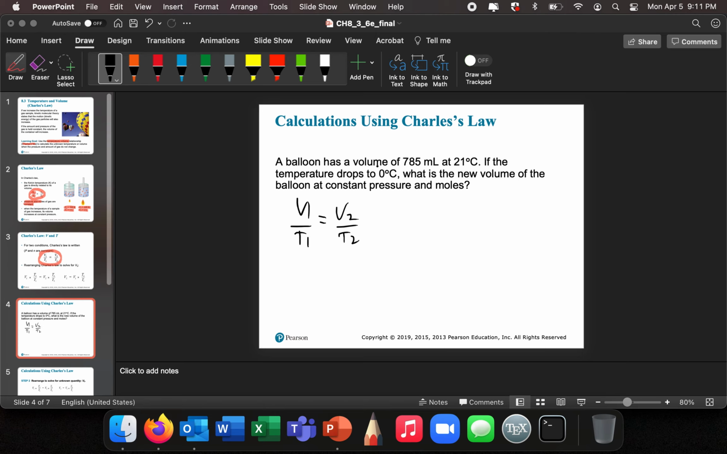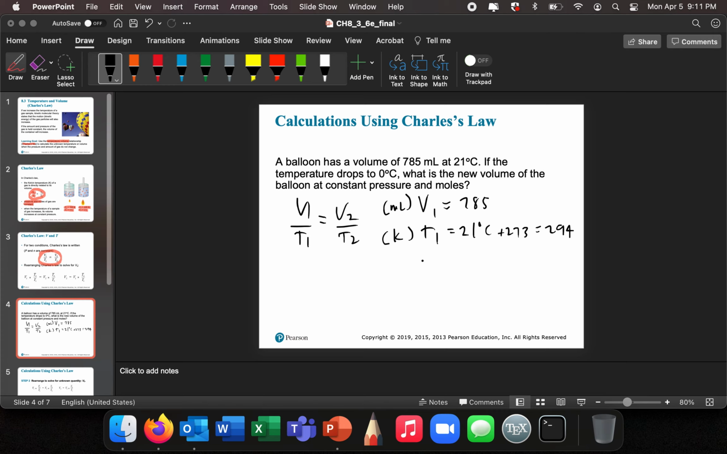A balloon has a volume of 785 mils. So volume, and we'll do this in mils, 785, at 21 degrees Celsius, T1. Oops, forgot to tell you, this has to be in Kelvin. So we're going to do this in Kelvin by adding 273 to it, and that's going to be 294 Kelvin. What is the new volume?